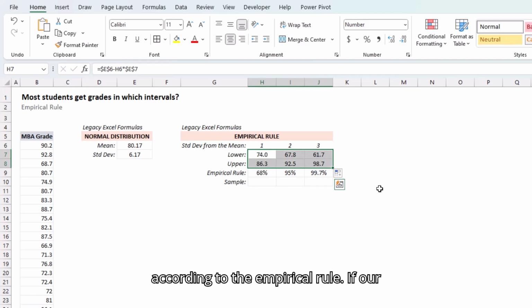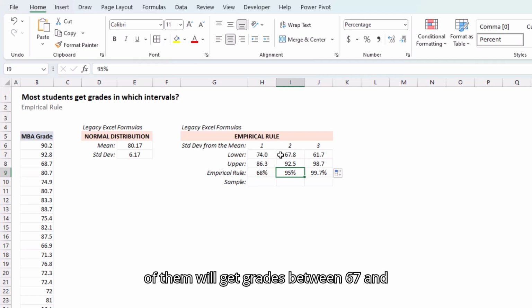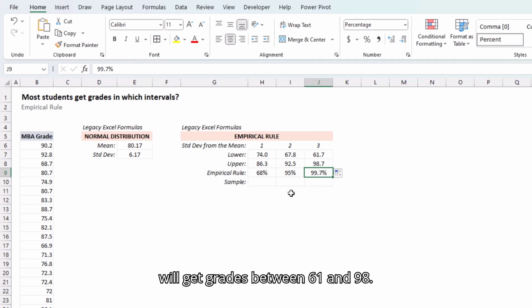So what do these numbers represent? Well, according to the empirical rule, if our population of MBA grades is normally distributed, then 68% of all students will get final grades between 74 and 86. 95% of them will get grades between 67 and 92, and 99.7% of them will get grades between 61 and 98.